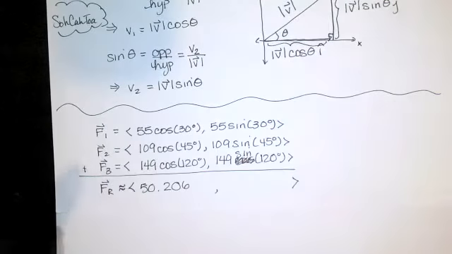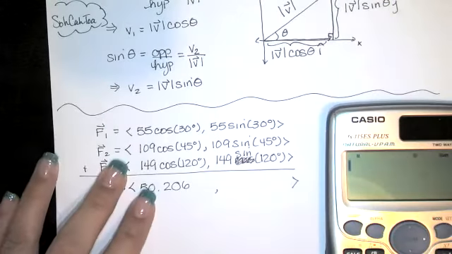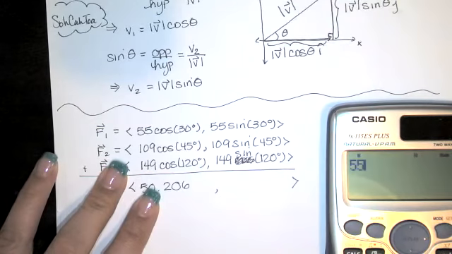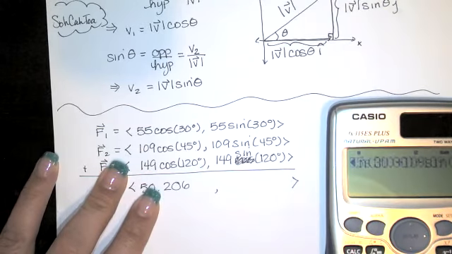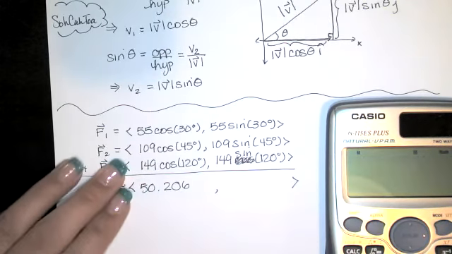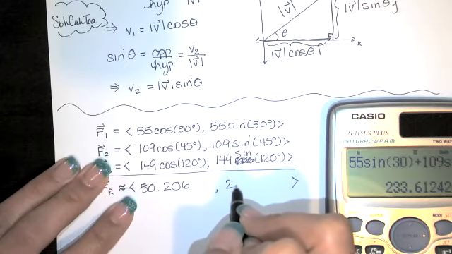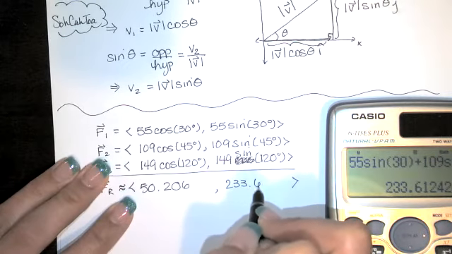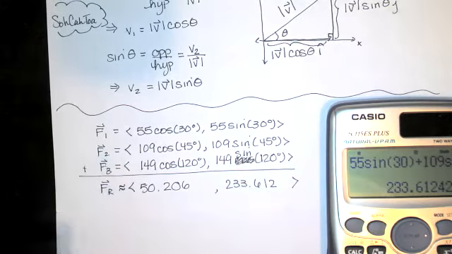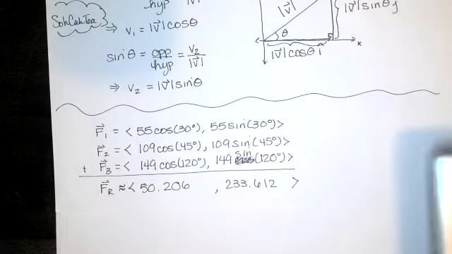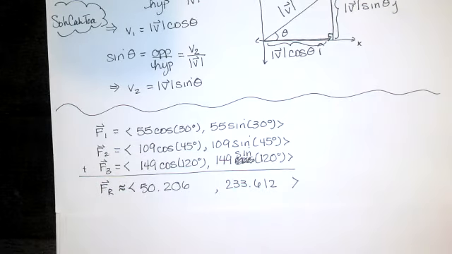So now this is going to pull up. So let's see what we get when we do that. So we'll have 55 sine of 30 plus 109 sine of 45 plus 149 sine of 120. Close parentheses. And looks like we've got 233.612 pounds of force approximately pulling up. Okay, now that's not what they asked us for. They asked us for the direction and magnitude of the resultant.